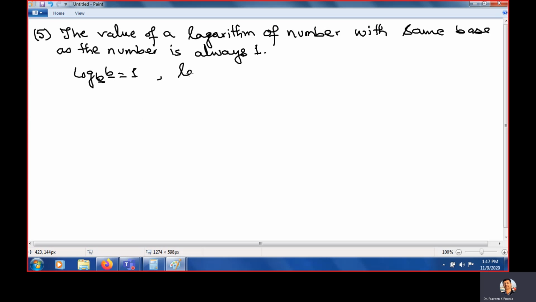Clear? For example, log of 2 base 2 is 1. Log of 7 base 7 is 1. This question is generally used during calculation and also asked in exam. Clear? Log 10 base 10 is always 1. Clear?